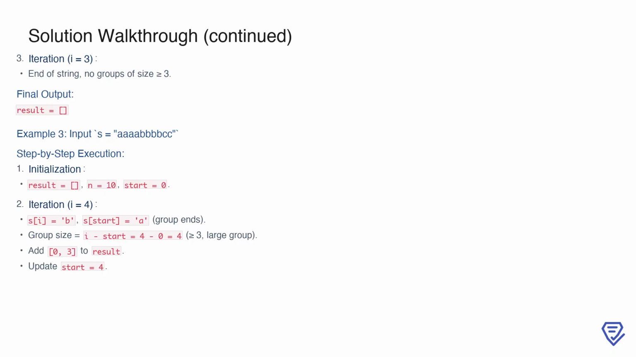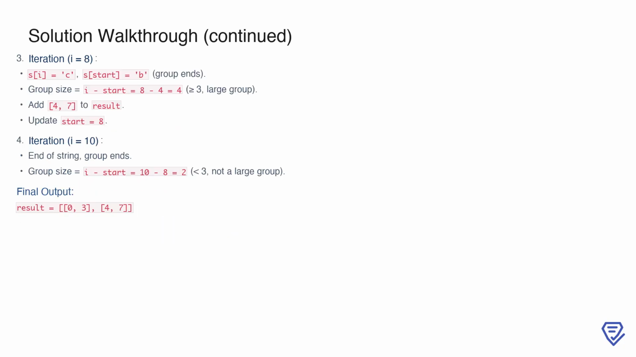Now, for the third example, we use the input s equals "aaaabbbbcc". Starting with initialization, result is an empty list, n is set to 10 as the string length, and start is initialized to 0. As we begin iterating, at i equals 4, the character s[i] changes to b, while s[start] is a, marking the end of the first group. The group size is i - start, which equals 4. Since this is at least 3, it qualifies as a large group, so we add the range [0, 3] to result. We then update start to 4 to track the next group.